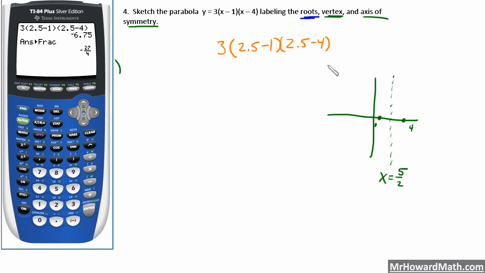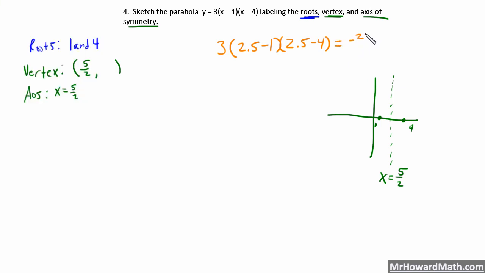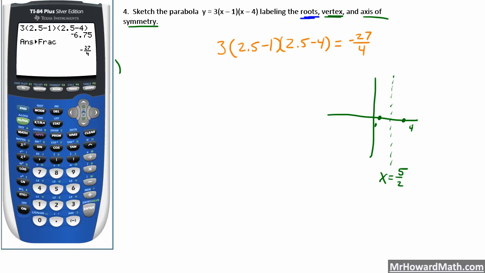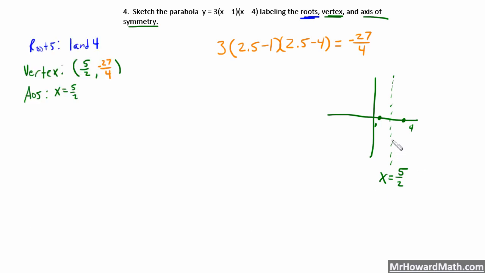So we'll put that in a fraction, negative 27 over 4. Alright, so equals negative 27 over 4. So there's our vertex. And as a decimal, so it's easier to track, negative 6.75. So down here, we'll just put it right here. So that vertex is at 5 over 2, comma, negative 27 over 4. You could list these as decimals. That would be fine. So we have labeled everything that they asked us to label.